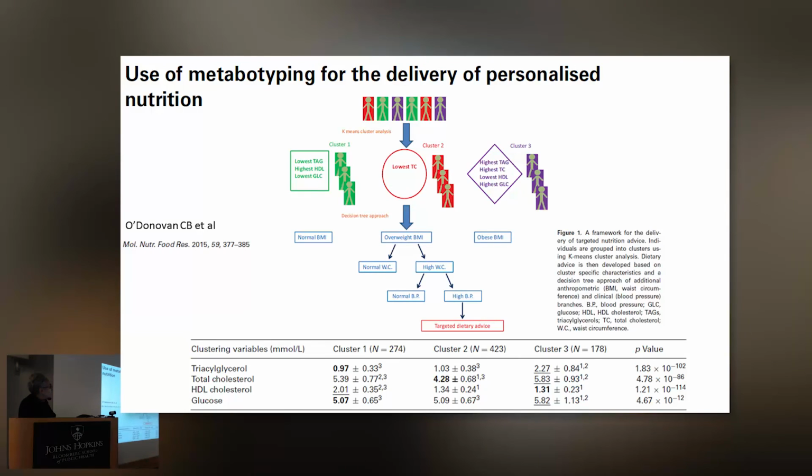Another way is in vivo studies. There's a study done in Ireland by Lorraine Brennan's group, where they looked at the effect of weight loss using a metabolomic approach and trying to personalize it. What they did here was they identified subgroups by principal component analysis of triacylglycerol, total cholesterol, HDL cholesterol, and glucose. And in this way they identified which of these subgroups responded best to a weight loss regime.